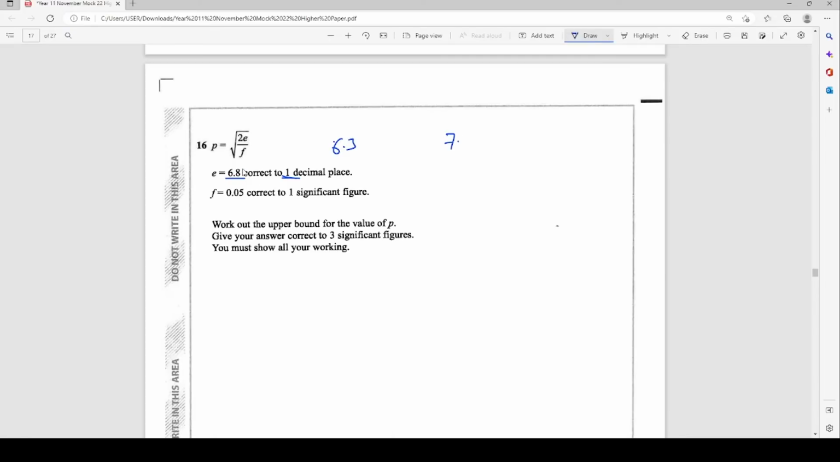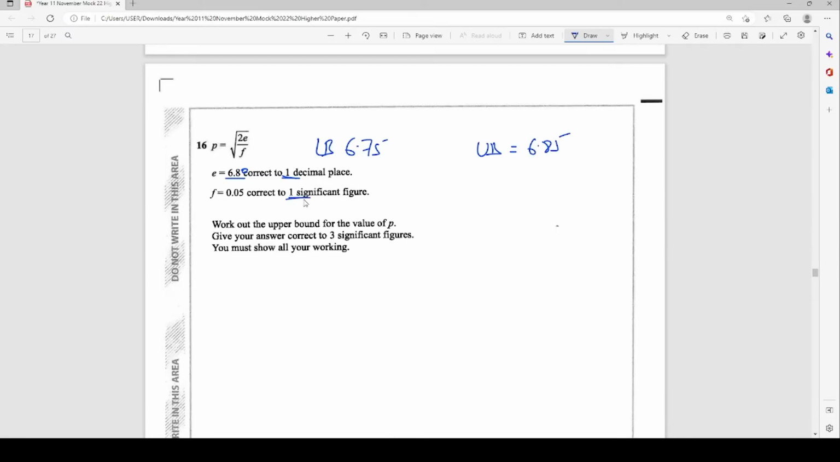If you just go backward, 1 decimal place divided by 2 would be 0.05. So if you subtract this, you will get 6.75 as my lower bound, and for my upper bound I will add it. So my upper bound for E would be 6.85.